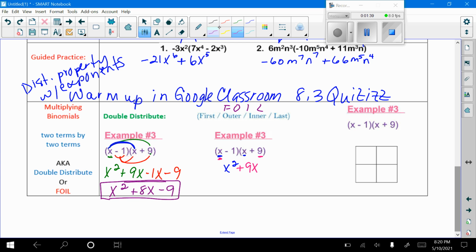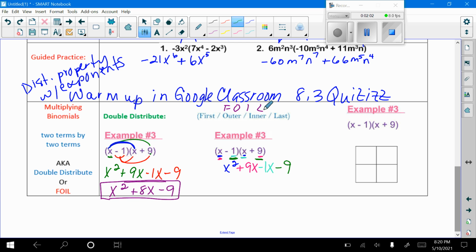And then we'll take the inside ones. So the innermost are the closest to each other, which is negative 1 times x, which is negative 1x. And then we'll go with the last of each. So it's going to be the negative 1 times 9, which is negative 9.